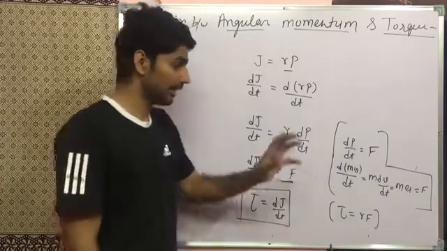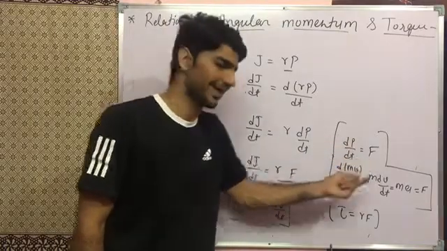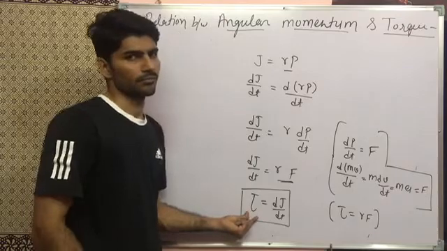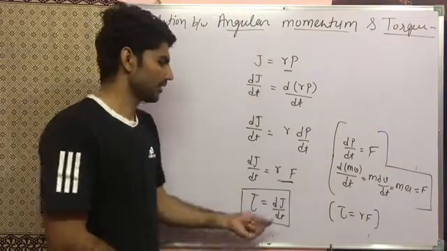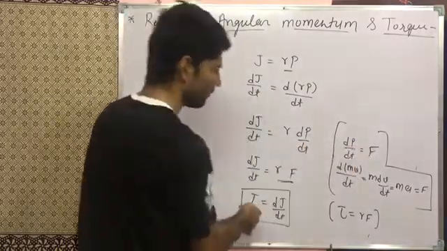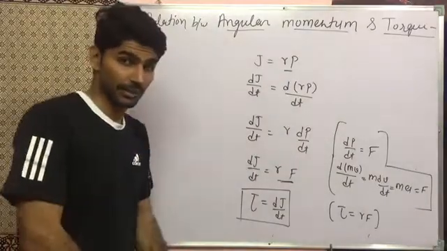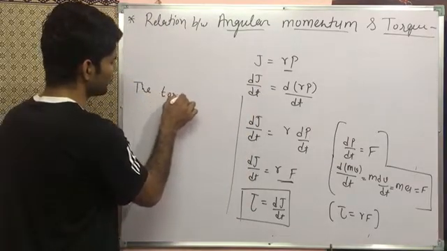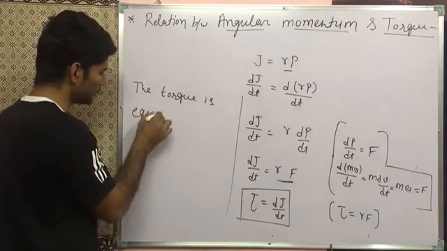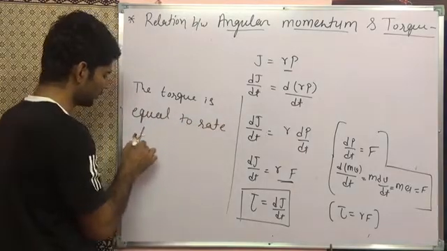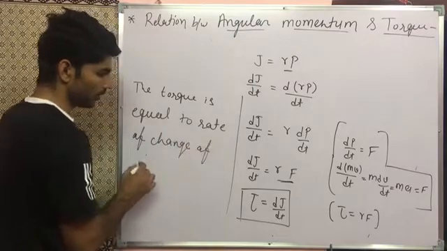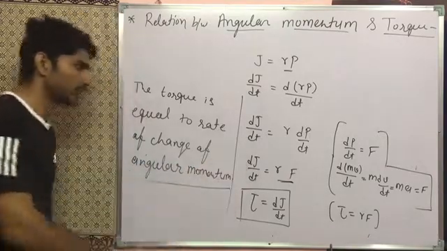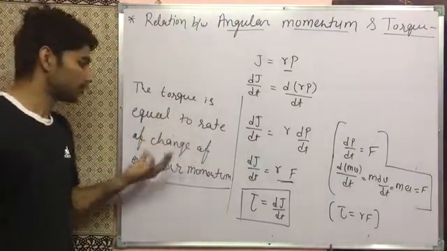In linear motion, the rate of change of momentum is equal to force, and in rotational motion, the rate of change of angular momentum is equal to the moment of force, or torque. So here P and J have the same relation, and F and tau have the same relation, which I explained in the beginning of this video. So we write this in words: the torque is equal to the rate of change of angular momentum.